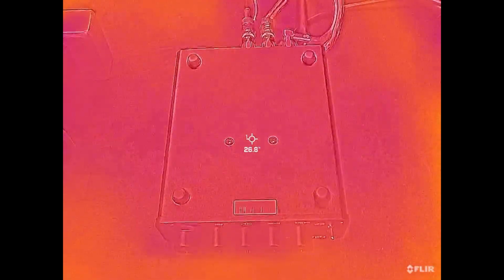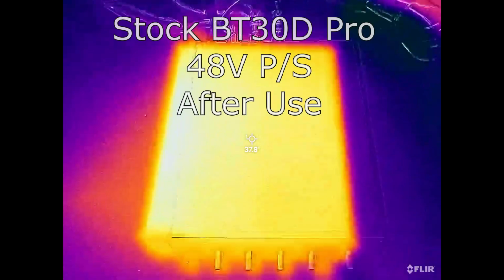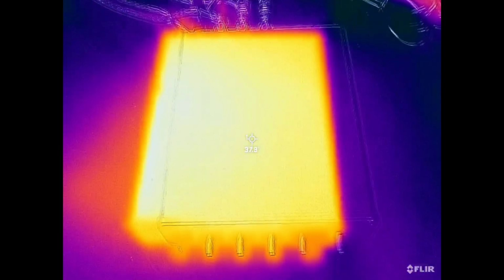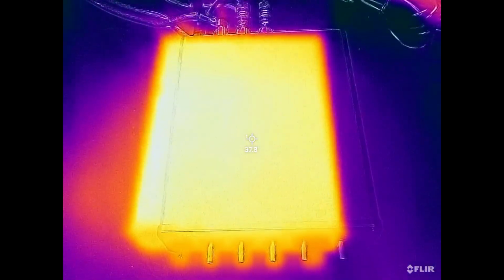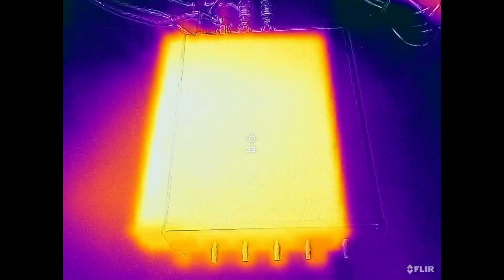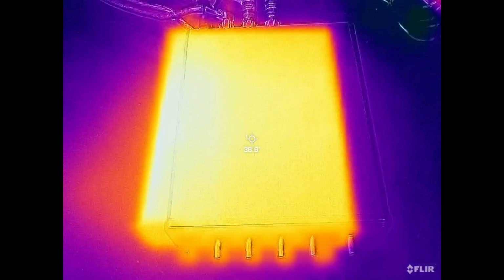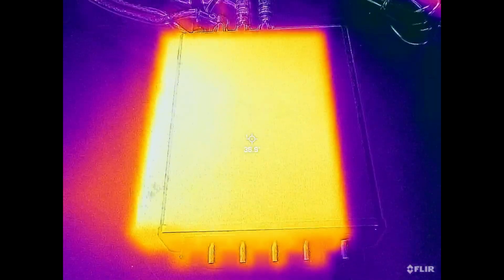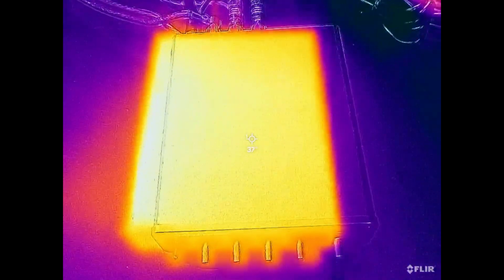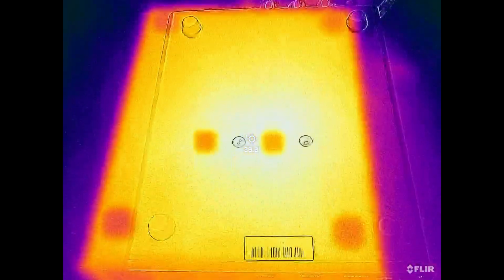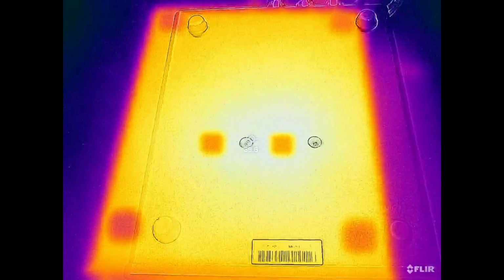There's the bottom. Okay. This is now at 30 minutes of playtime, 50% volume, using the 48-volt power supply, unmodified BT30D Pro by Fosi Audio. And we're looking at the center of the case. You can see that the left side is a lot warmer than the right. Go back up right here. Look at that. Isn't that really cool?